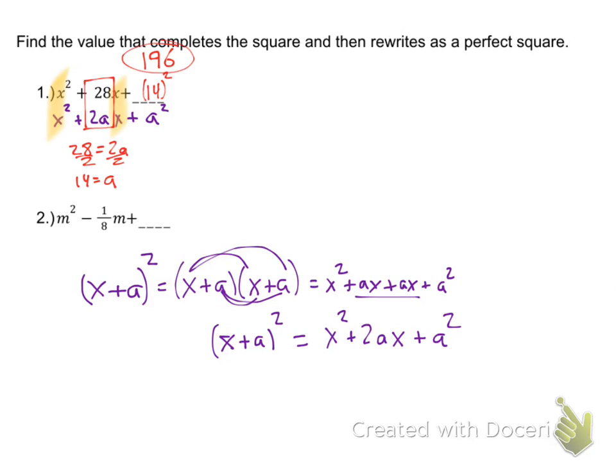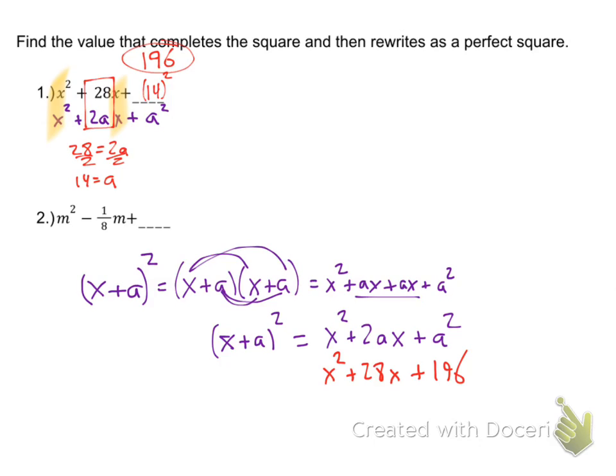But I got to rewrite that as a perfect square as well. Hey, wait a minute, guys. We just completed this guy right here. So now I'm going to rewrite this thing here, just for fun. x squared plus 28x plus 196.